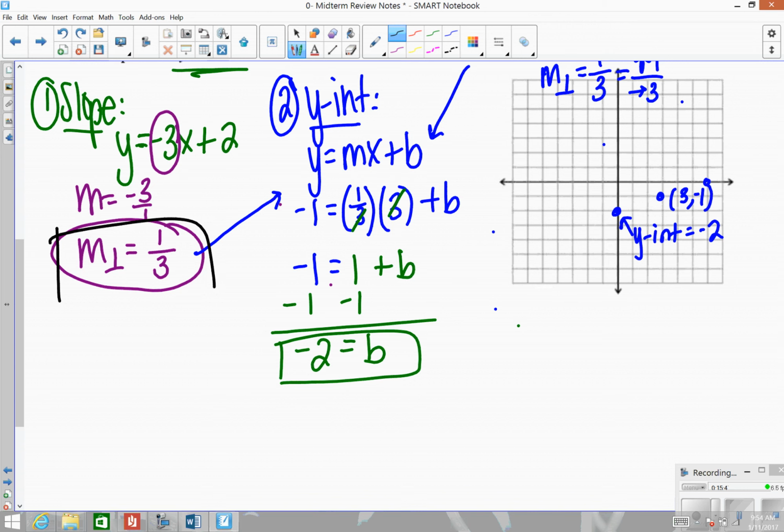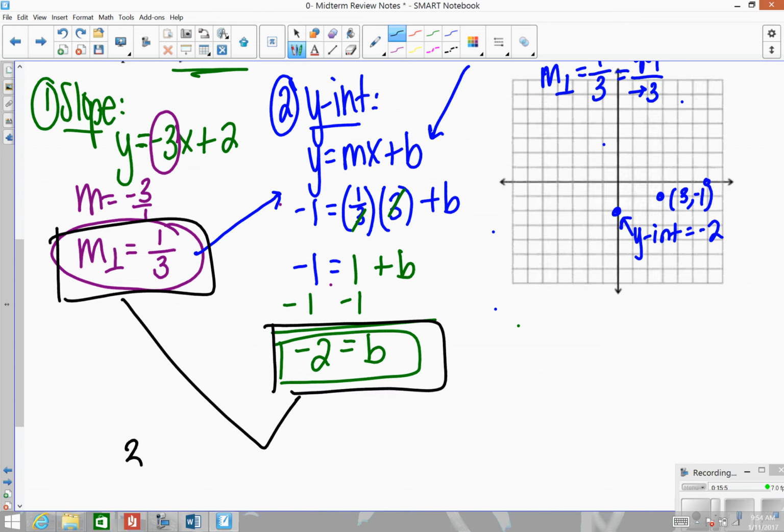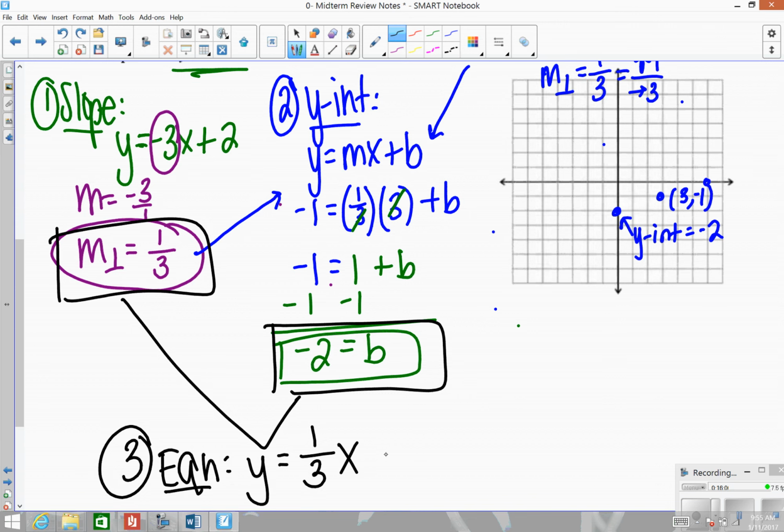Once I have this and this, I can write my equation, always using the perpendicular slope, because it has to be perpendicular to the original equation, passing through that point, and it would have to have a y-intercept of negative 2. So that's my answer.